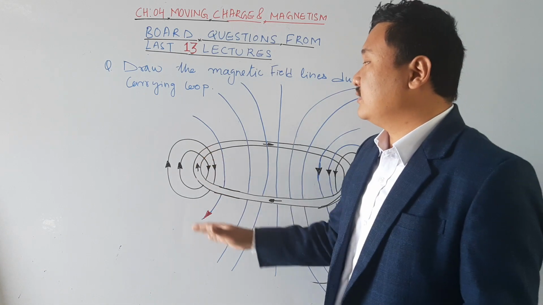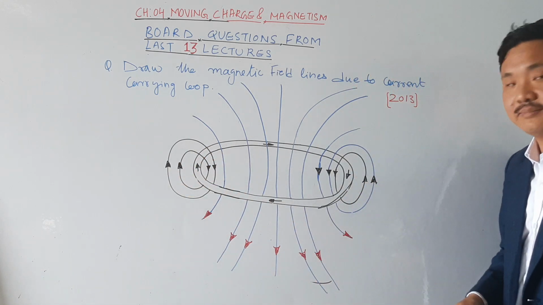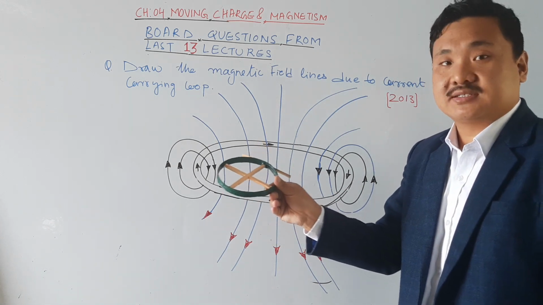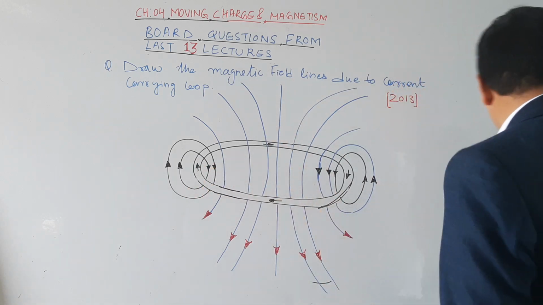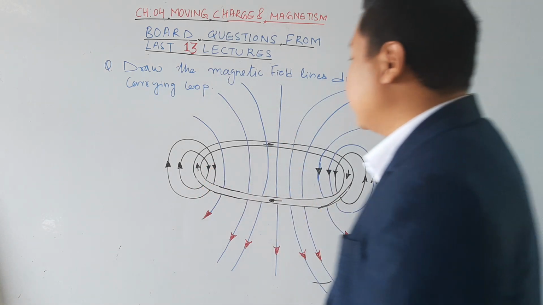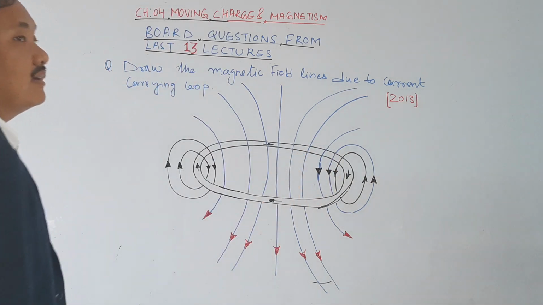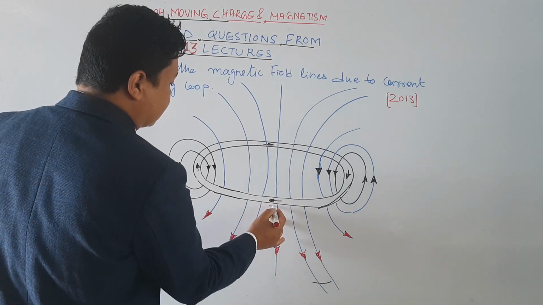But I am also giving some idea how these arrows have come here and there. Please understand, the coil is standing like this, not like this. Here the direction of current is in this direction, rotating like this, making a clockwise direction. The direction of current I is clockwise.